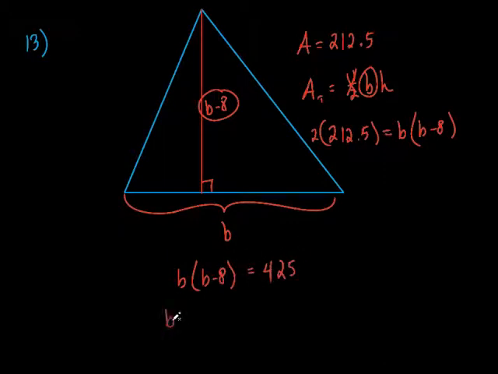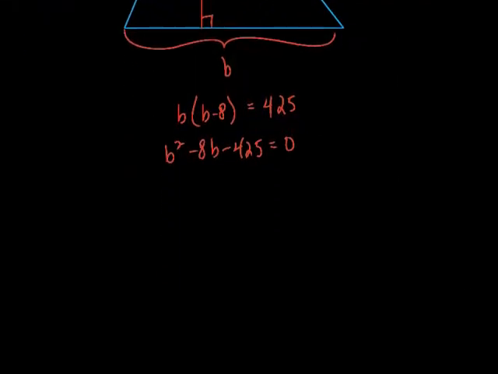All right, so we distribute, so B squared minus 8B minus 425 equals 0. That's what I got. I'm not even going to bother to see if this factors or not. I'm just going to go straight to the quadratic. It does factor. Okay, let's pretend we didn't know that it factored.